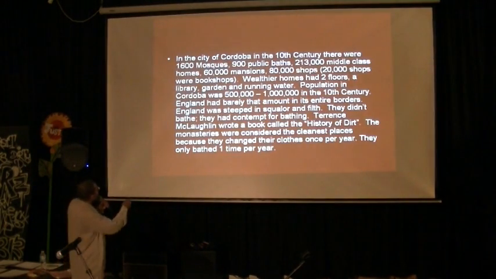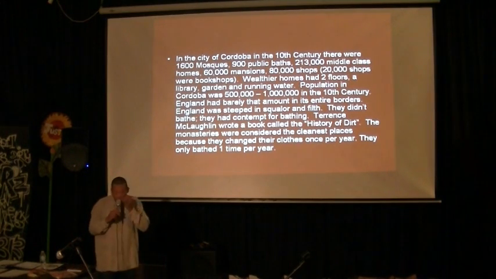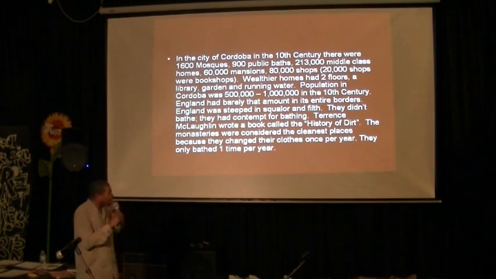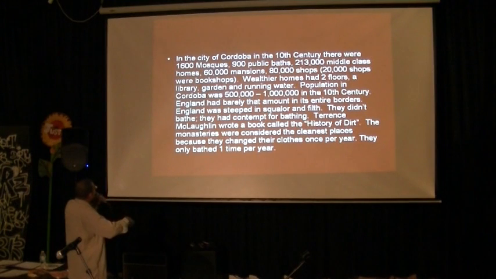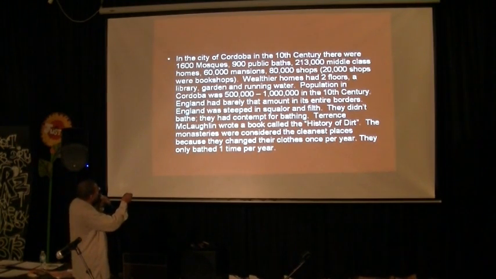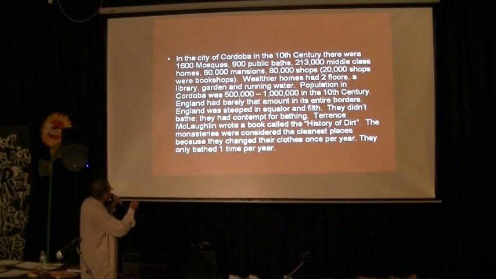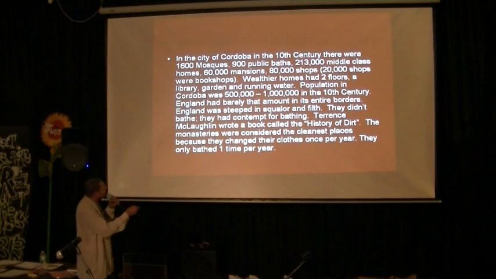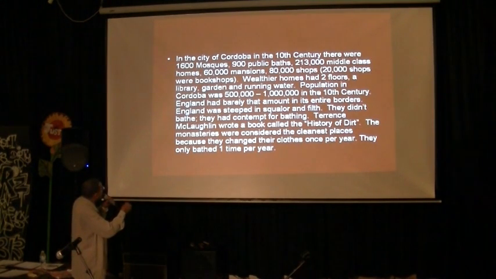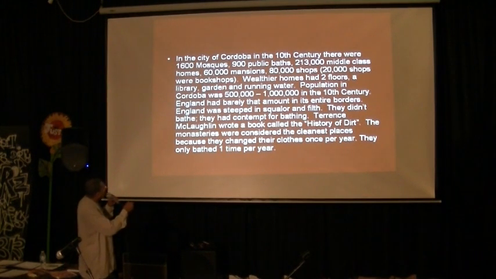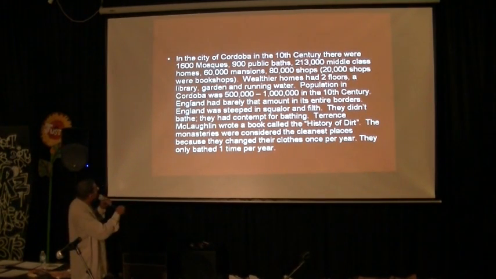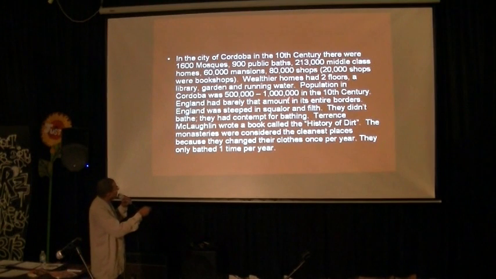All right, now, Cordoba is one of the cities that the Moors are in as well. One of the Spanish cities that they're in. And in the city of Cordoba, in the 10th century, there were 1,600 mosques, 900 public baths, 213 middle-class homes, 60,000 mansions, 80,000 shops, 20,000 of them bookshops. Wealthier homes had 2 floors, a library, a garden, running water. Population in Cordoba was 500,000 to 1 million.